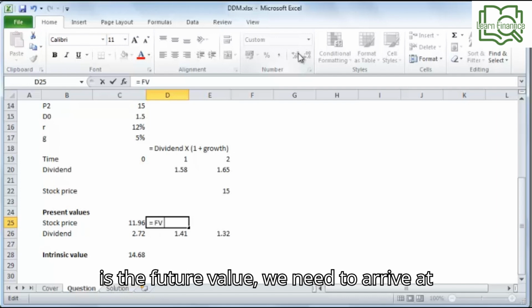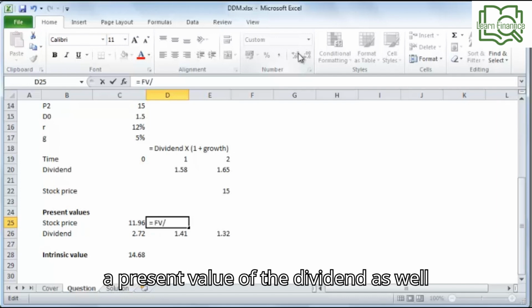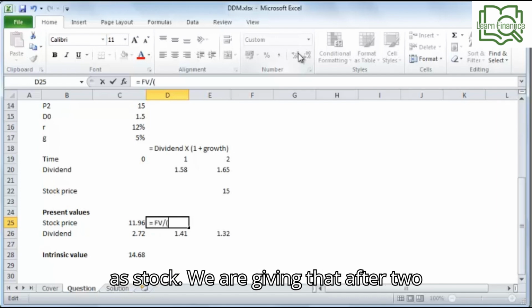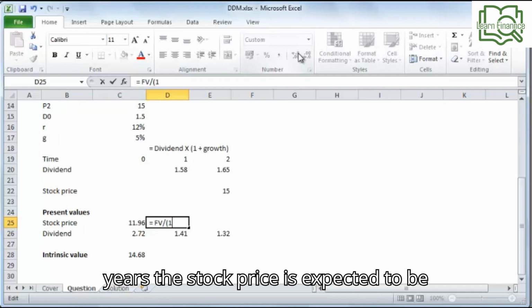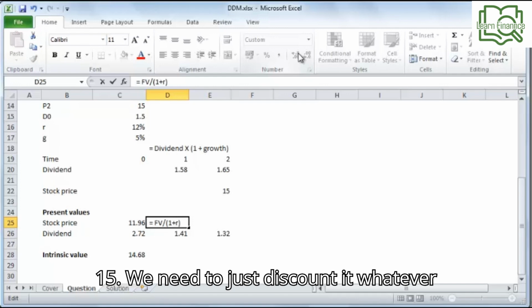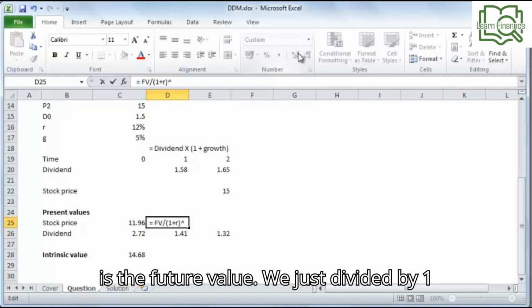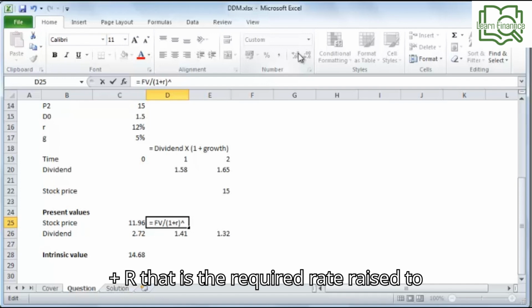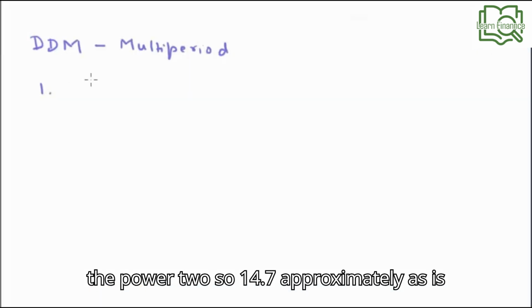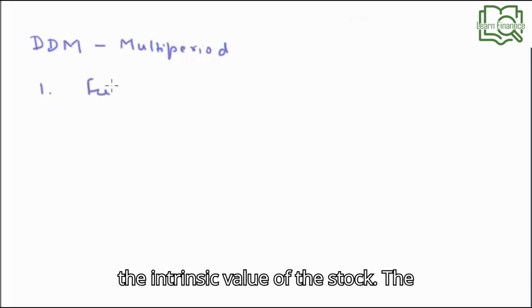Since this is the future value, we need to arrive at a present value of the dividend as well as the stock. We are given that after 2 years the stock price is expected to be 15. We need to just discount it. Whatever is the future value, we just divide by 1 plus r, that is the required rate, raised to the power 2. So 14.7 approximately is the intrinsic value of the stock.